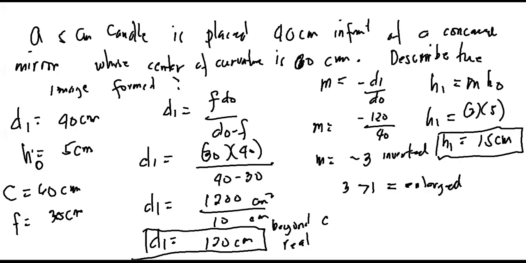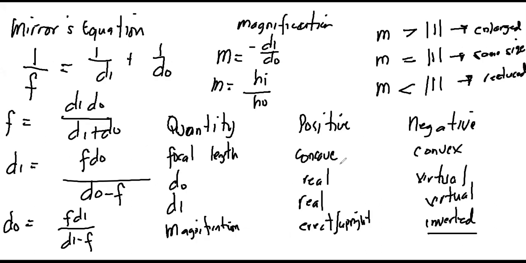Again, I will repeat the lesson. So here, let's start from the first. You will see that we have already our graphical way of solving or describing the image formed in a concave and in a convex mirror. So for the accuracy of our description, it is best that we also use the mathematical way of solving it, which is the mirror's equation.